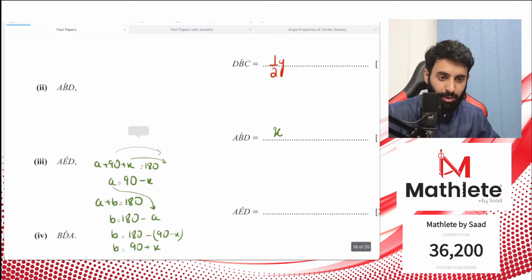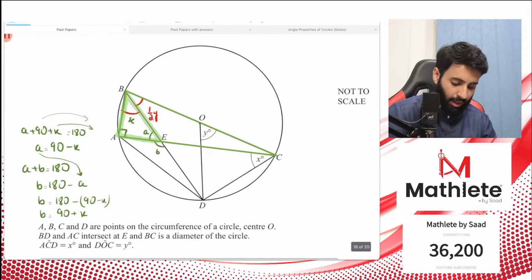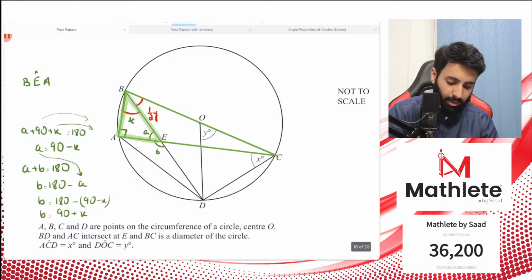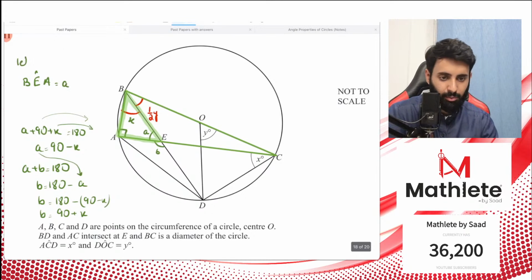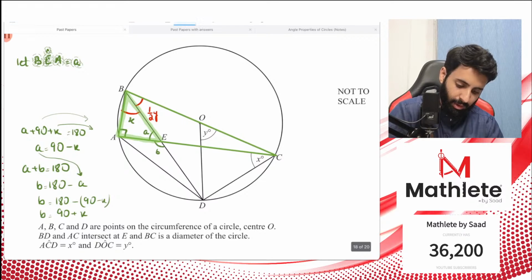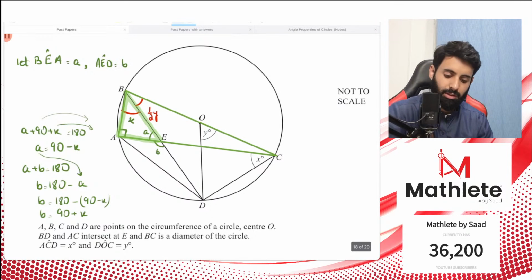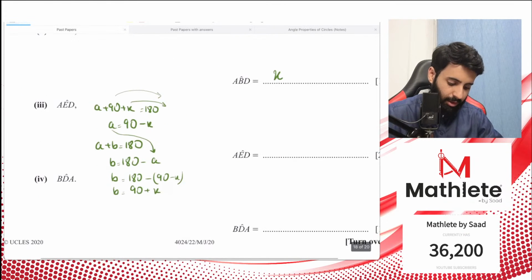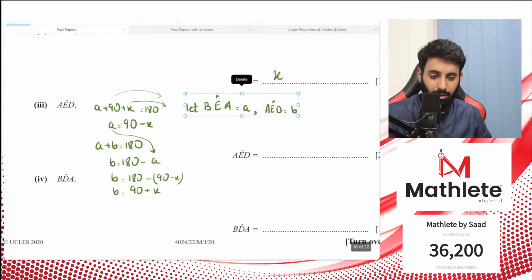Now, when you're working out an angle like this, we have to make assumptions, so it's always a good idea to mention what you're taking as A and what you're taking as B. Here I suggest that you write BEA equal to A, just for the examiner, so that the examiner knows what you're calling A and what you're calling B. So let BEA equal A, and put a comma and say AED equal B, just to be on the safe side.